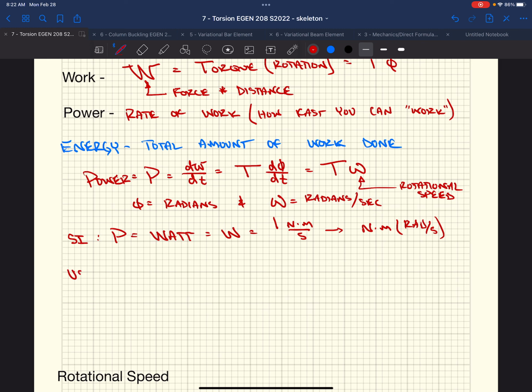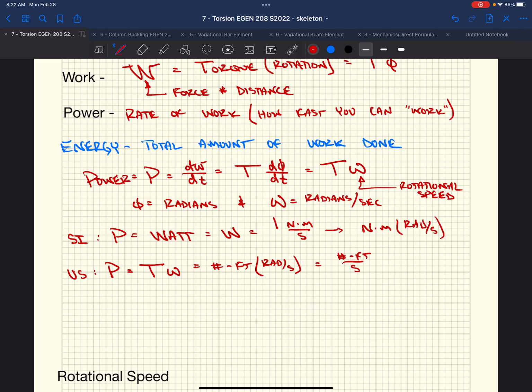In our US units that no one else on the planet really uses except for us, we have torque times omega, which is our rotational speed. Torque is in pound-feet. Rotational speed is radians per second. So we get pound-feet per second, right? No one uses pound-feet per second, okay?